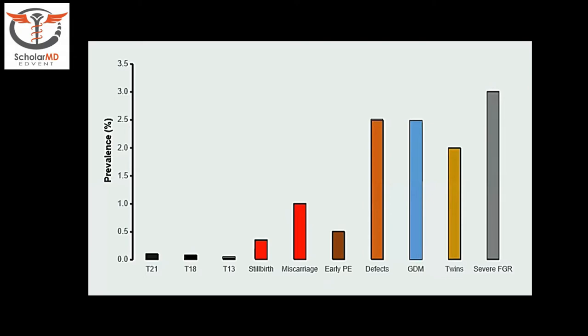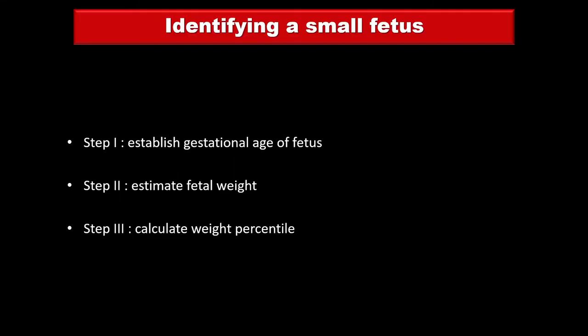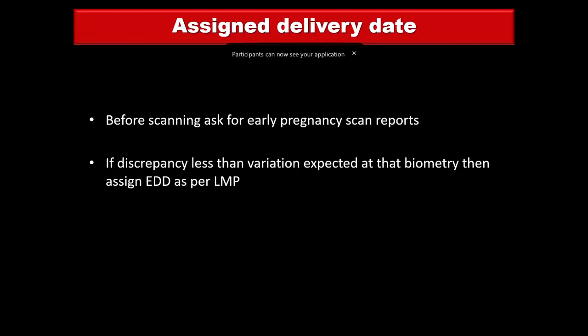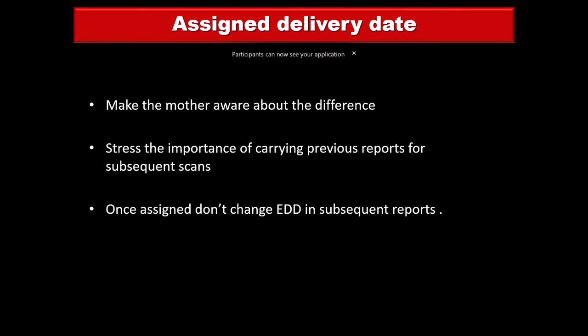So as much as we talk of aneuploidies, the major chunk of adverse pregnancy outcome arises from FGR, and hence the talk. How do we identify a small fetus? So step 1 is to establish the gestational age of the fetus, and then we need to estimate the fetal weight and calculate the weight percentile. Assigning gestational age is beautifully covered by Akanksha, and I'll skip all of this. So once assigned, don't change the EDD in subsequent reports.